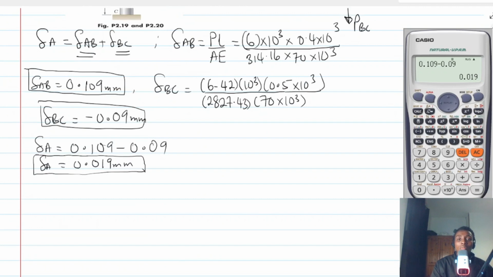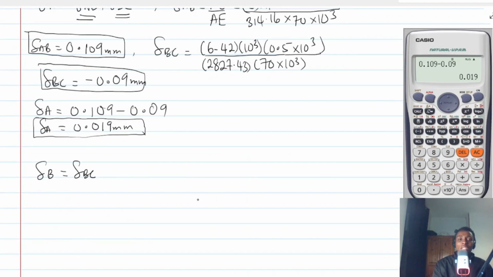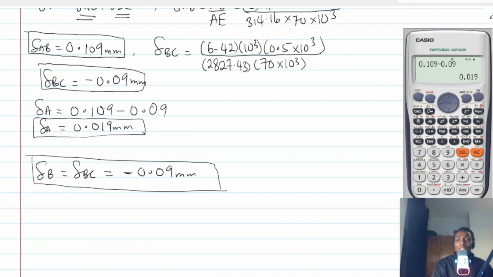All right. Why is it so? So we are saying that the deflection at B is the same as the deflection at BC. Because in fact, if you take the BC is the whole of this. So the deflection which is experienced within here must be the same as the deflection at this point. In other words, if this BC expands or whatever it is, that deflection will be this deflection here. Now, at this juncture, it means that the deflection here is minus 0.09 millimeters. All right. So it means we are done with the problem.